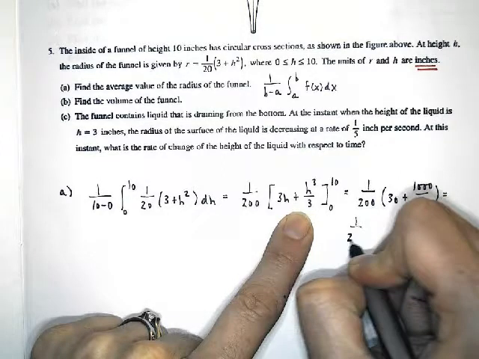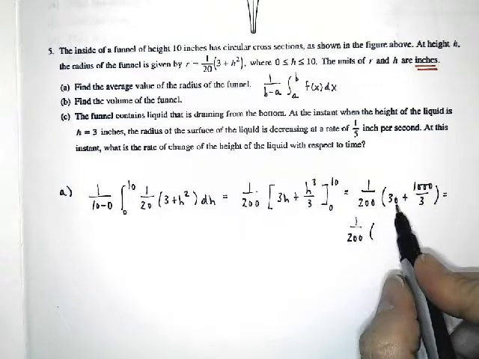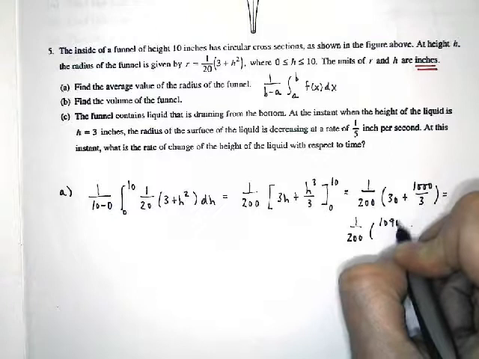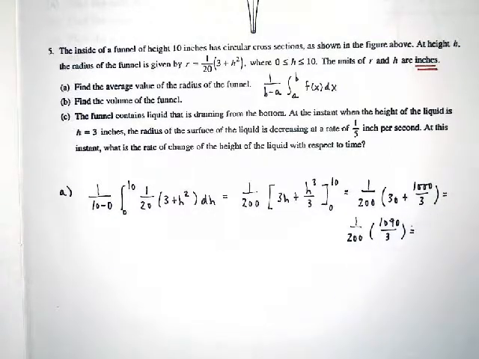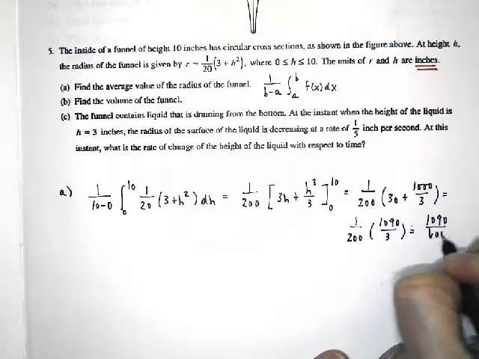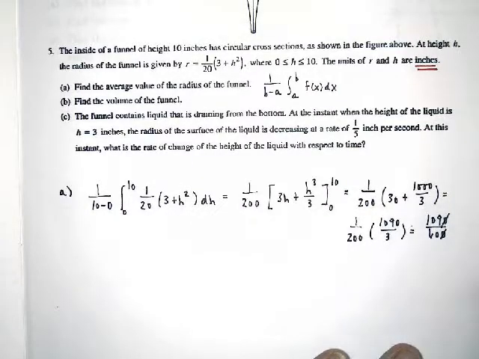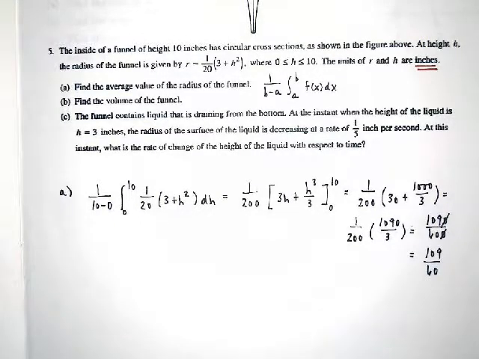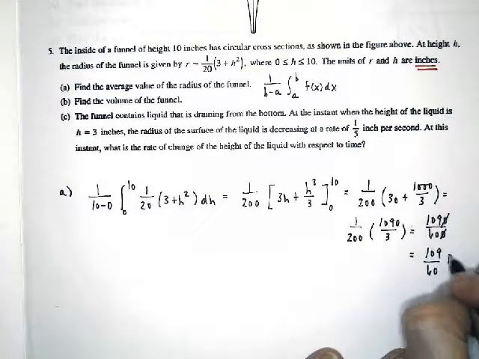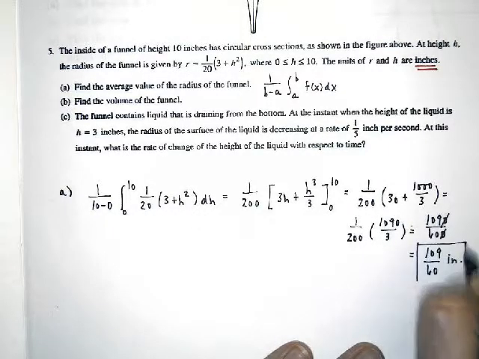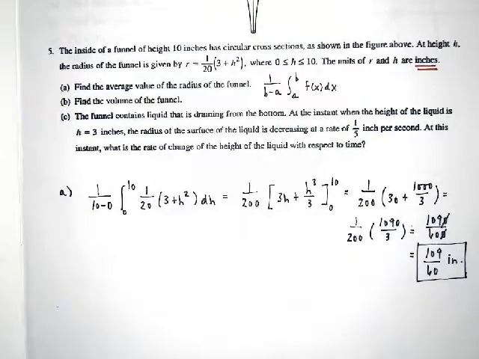So this is going to be 1 over 200 times, I'm going to make this a common denominator of 3, which is going to make this 90. So I have 1,090 over 3. So now if I multiply, I have 1,090 over 600. And I'm just going to divide each top and bottom by 10. So I'm going to get 109 over 60. And those units are inches. So my average value of the radius is 109 over 60. And again, our units are inches.